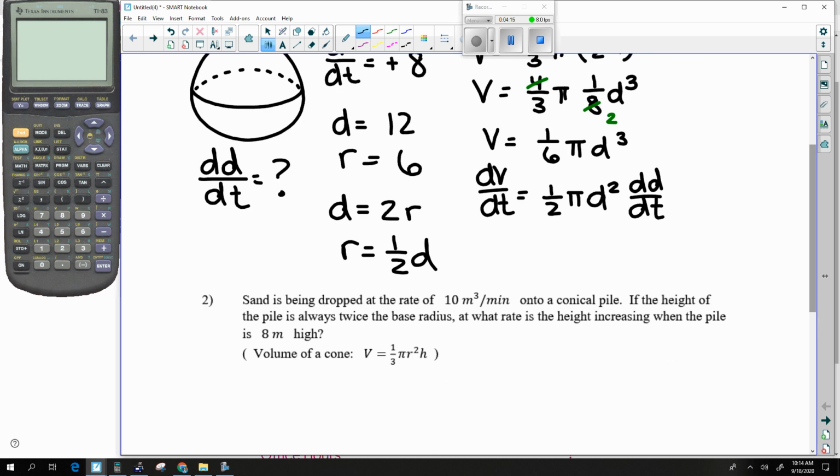Could have maybe chosen a different letter, but whatever. And I want to know dD/dt. I can plug and chug from here, or I can manipulate this just a little bit. So this would be a multiply by 2, divide by pi, and divide by diameter squared.